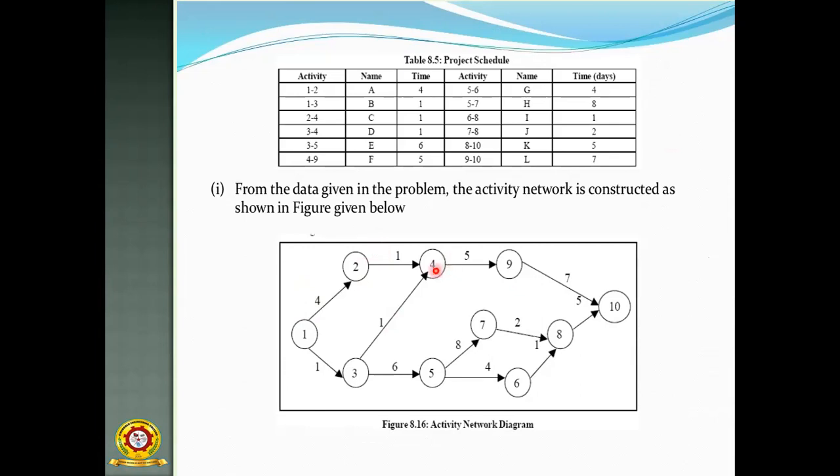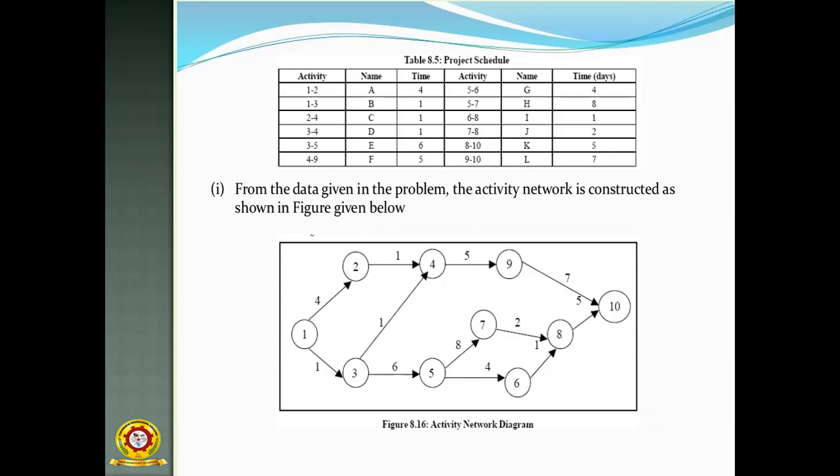For 4 also there are TE and TL values, and for 3 also there are TE and TL, and for 9 also there is TE and TL, and for 5 also there is TE and TL. That means the earliest time and latest time of each and every activity. So that is very, very important to find out the critical path.